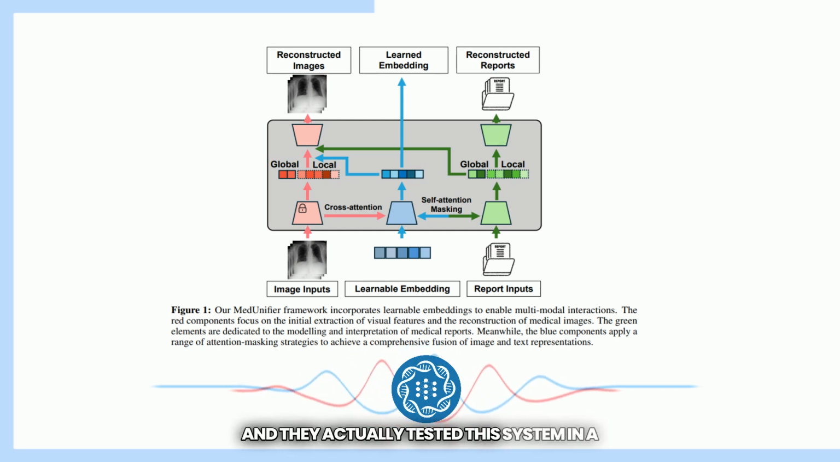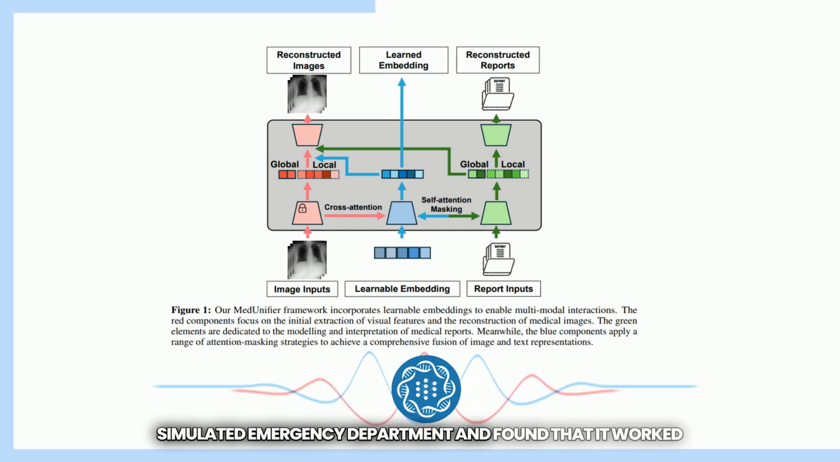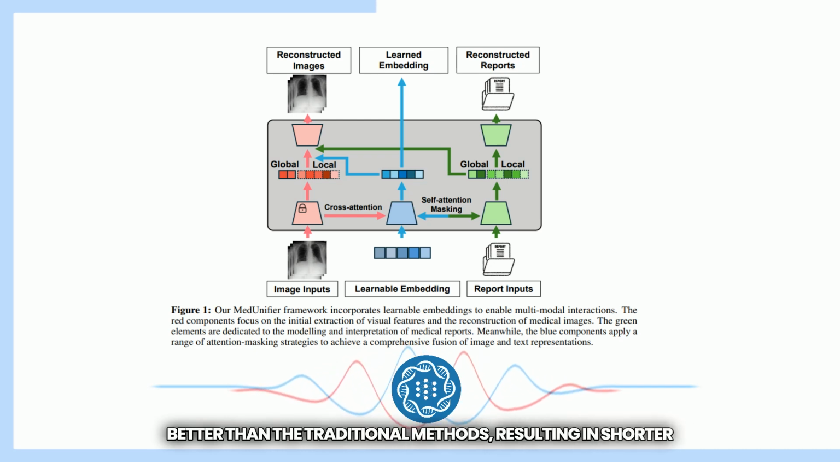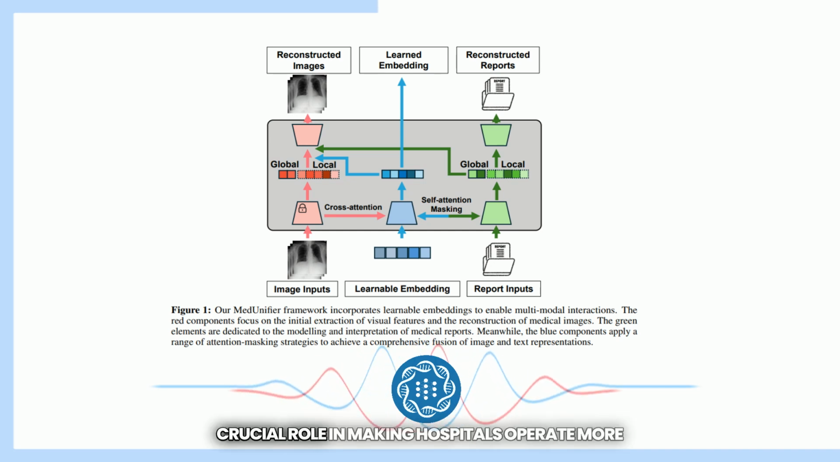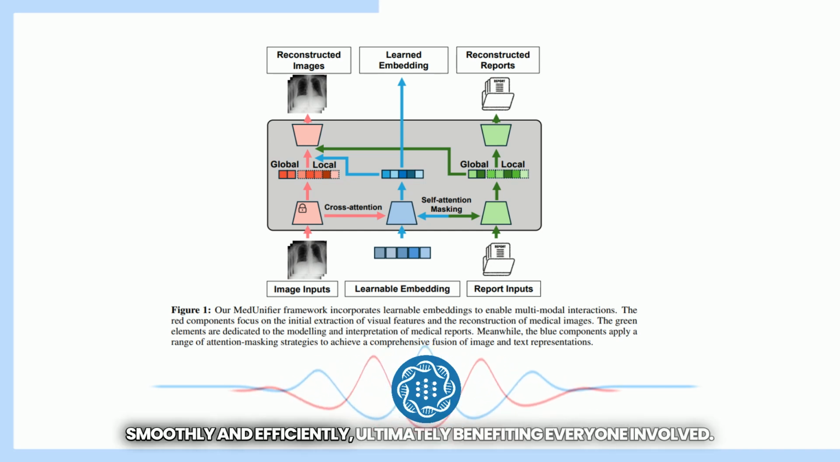And they actually tested this system in a simulated emergency department and found that it worked better than the traditional methods, resulting in shorter wait times and improved outcomes for patients. That's amazing. It seems like AI could play a crucial role in making hospitals operate more smoothly and efficiently, ultimately benefiting everyone involved.